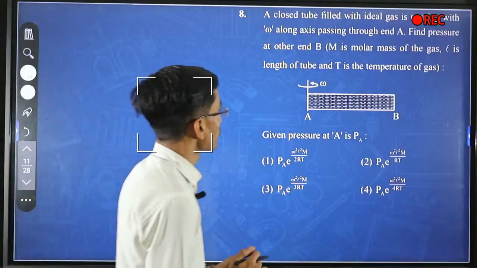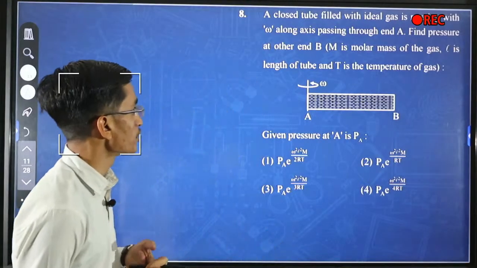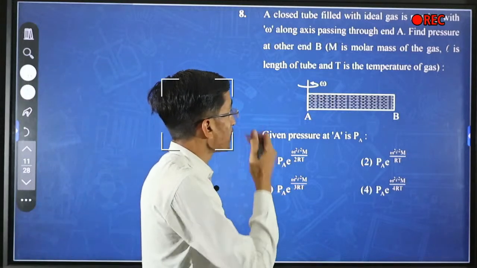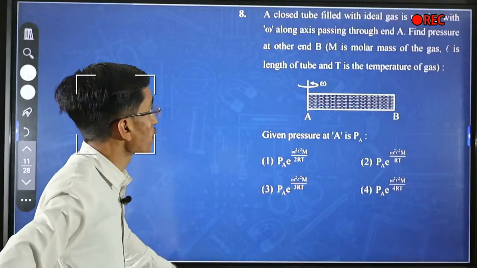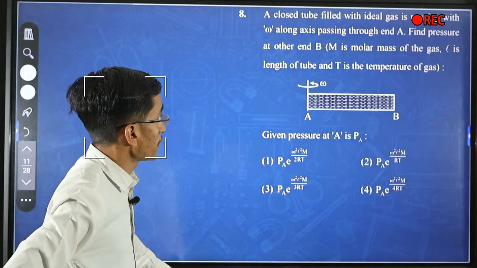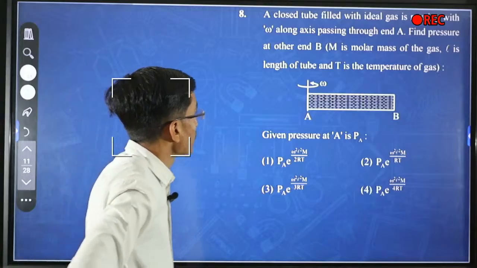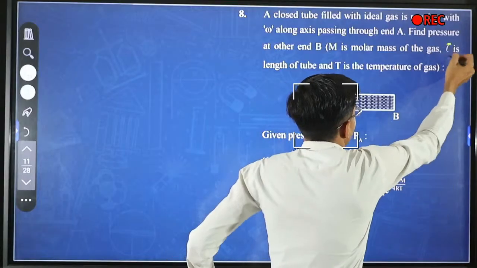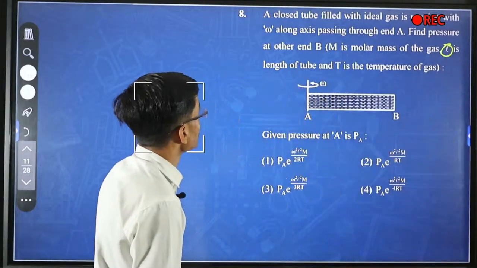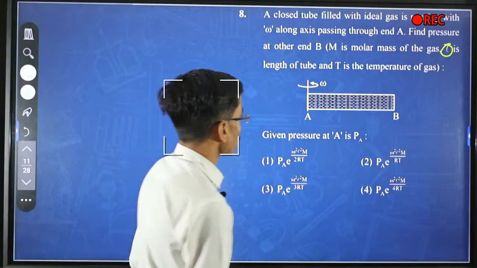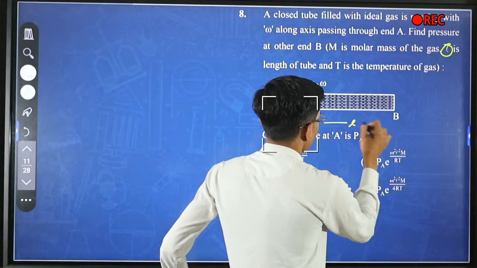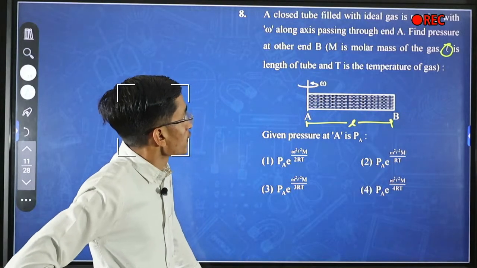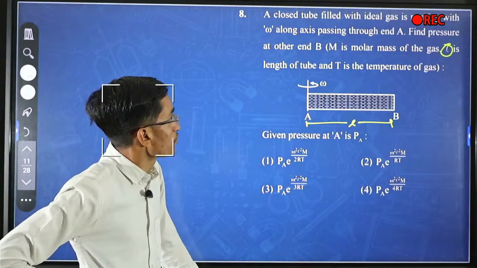Next question from fluid mechanics. Okay, rotating fluids, specific topic. A closed tube filled with ideal gas is rotating with omega along the axis passing through end A. Find pressure at the other end B. M is molar mass of the gas, L is length of the tube, and T is the temperature of the gas. Okay, it is the length of this tube. Here the gas is given, not the fluid.